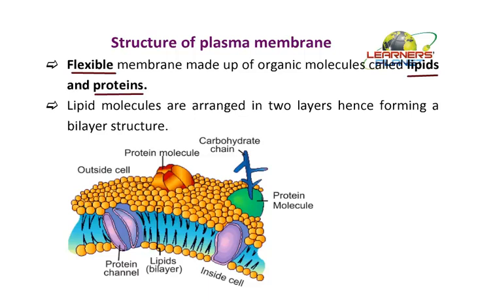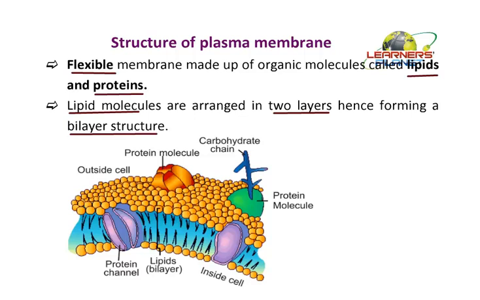And this is what we are going to study in detail, how these proteins and lipids are present, how they are arranged in the membrane, and how this supports the structure. So now let us study one by one the arrangement of lipids and proteins in the plasma membrane. These lipid molecules are arranged in two layers. They are not a single layer structure; rather, the lipid molecules are arranged in two layers as a stack, one above the other. Hence this model forms a bilayer structure.